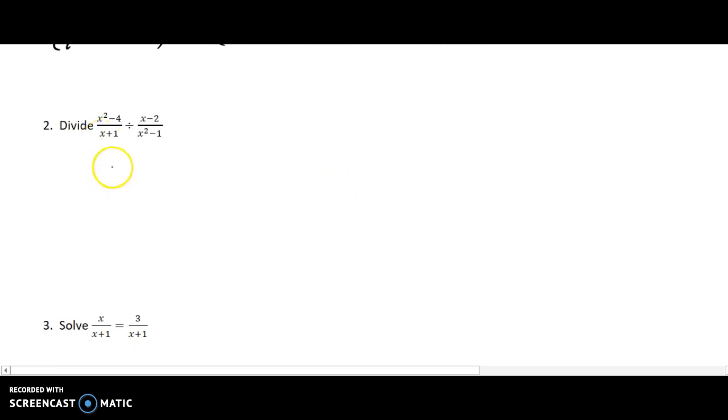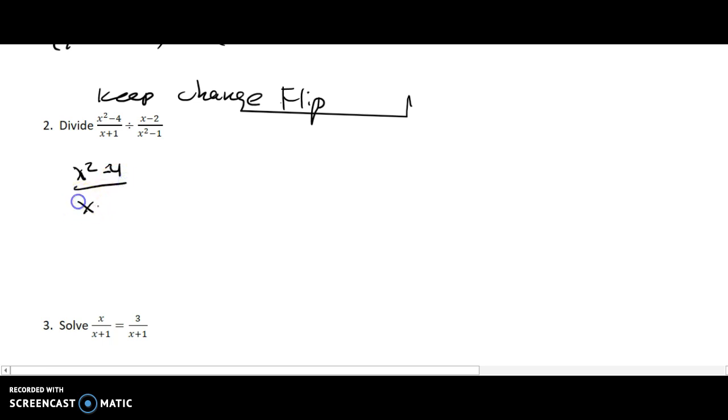This one is divide. It's not really divide. We're just going to do keep, change, flip. So we're going to keep the first one. Oh, my pen's running out of batteries. Change to times. And then flip the second one. Let me make my pen work. There it goes. Plus 1 over x minus 2.